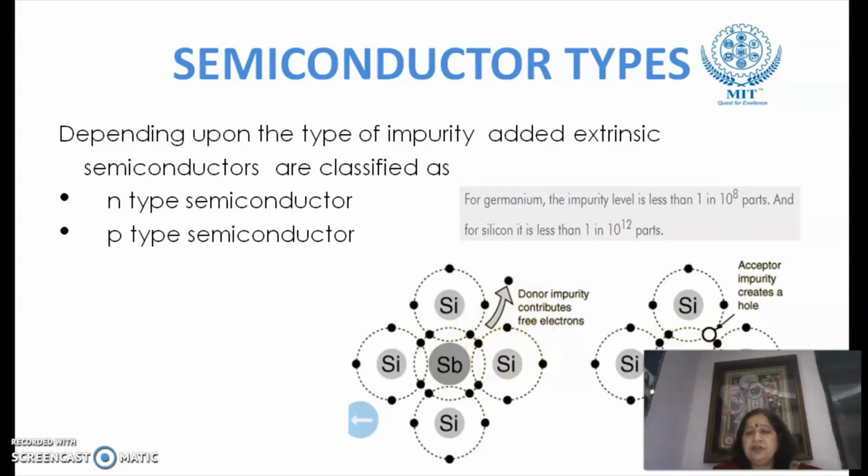Another, here you can see the central atom is an impurity atom, boron, which has 3 electrons in its outermost orbit. So it is forming 3 covalent bonds with its neighboring silicon atoms, and here 1 bond is incomplete. It is showing absence of electron since it has only 3 electrons in its outermost orbit. So absence of electron creates a hole. Since it is ready to accept an electron, it is called an acceptor impurity.